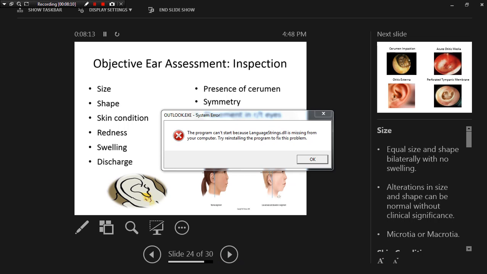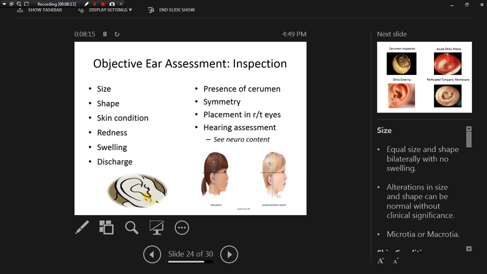Is there any redness on the pinna or the auricle or even the tragus? Is the redness associated with discomfort or pain when those areas are kind of palpated or pushed? Is there any swelling of the ear canal, or even behind the ear around the mastoid process? Sometimes this could be an indication of mastoiditis. And like we said, looking at the discharge, is it yellow purulent or is it clear?